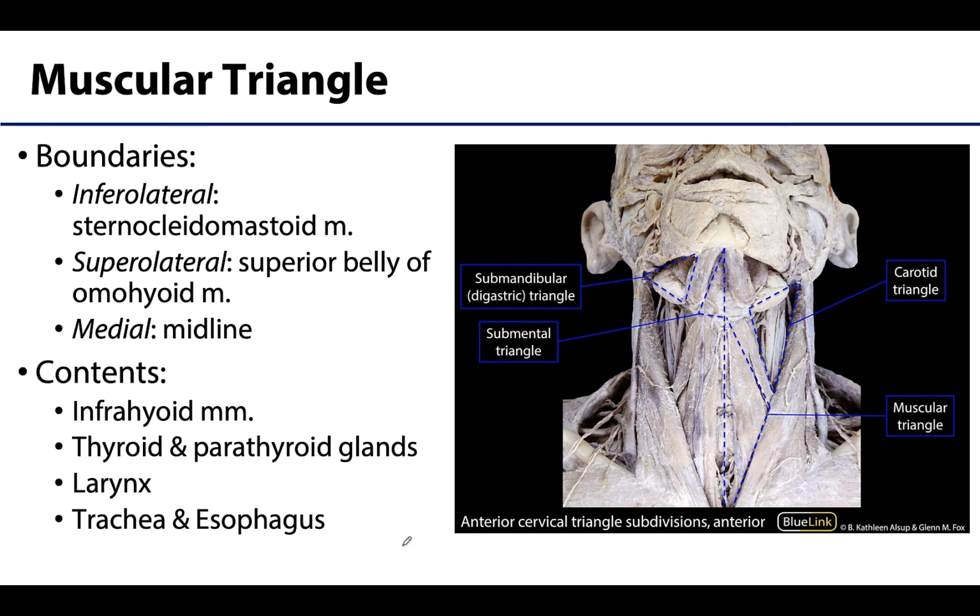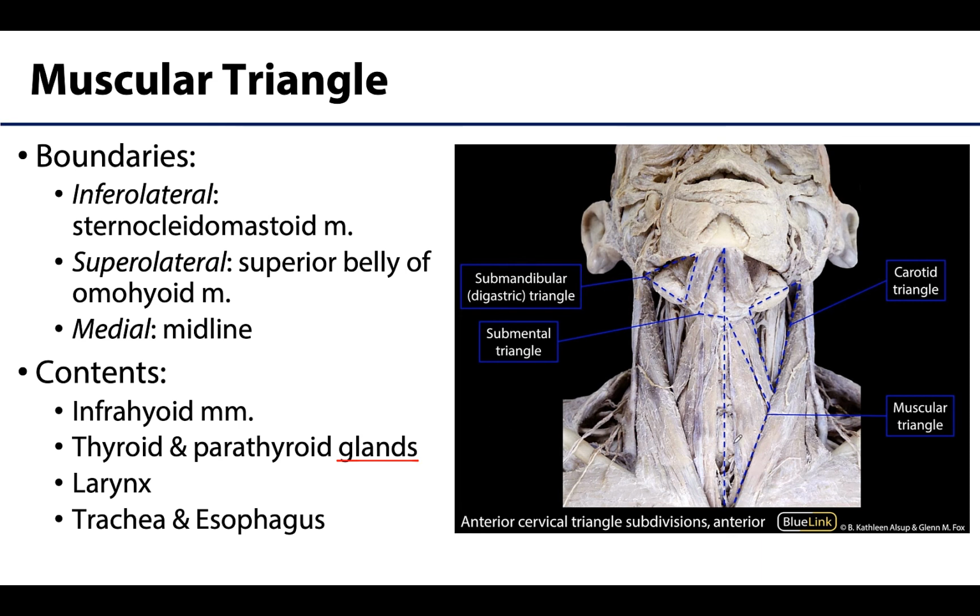The last subdivision is the muscular triangle, which you can see right here. And while, as the name would suggest, there are certainly muscles located within, most of the infrahyoid muscles or your strap muscles are going to be here. But some important viscera are located in the deeper portions of the triangle, such as the thyroid and parathyroid glands. And deep to that, you'll have the larynx and portions of the trachea and esophagus are also located within this triangle.